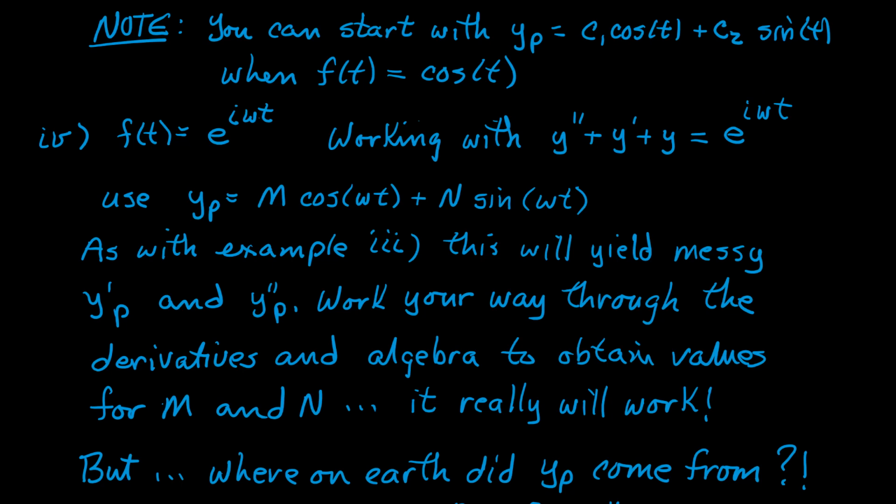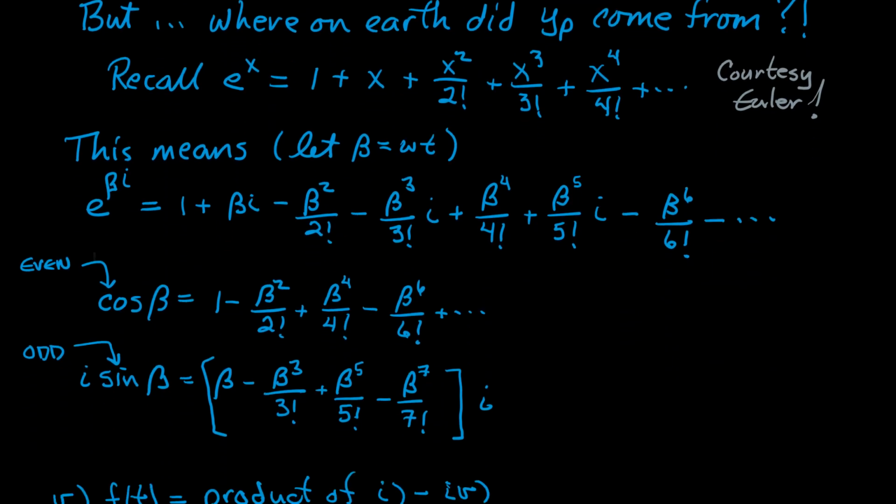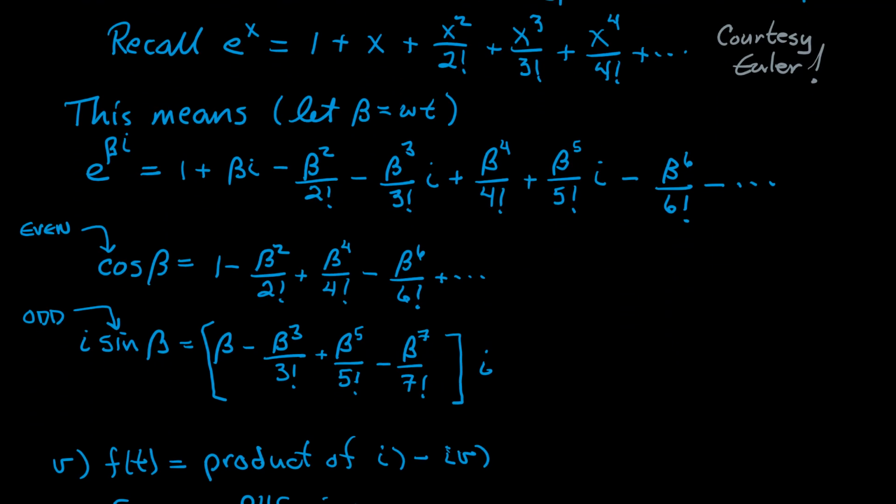Where'd that come from anywhere? Anyway, it came from using the Taylor series expansion of e to the x, courtesy of Euler himself. What I'm going to do is let beta equal omega t to clean things up a little bit. And if you evaluate e to the beta i, you're going to wind up with 1 as the first term.